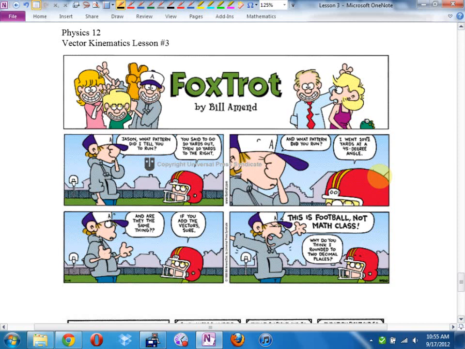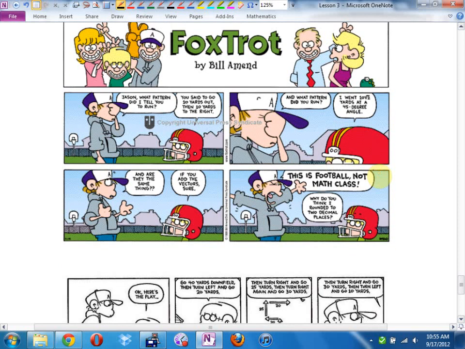For example, the youngest boy in the family, Jason, is an uber mega nerd. Jason is playing football with his older brother, Peter. Peter says, "Jason, what pattern did I tell you to run?" And Jason says, "You said to go 10 yards out, then 10 yards to the right." "And what pattern did you run?" "I went 10 root 2 yards at a 45 degree angle." "And are they the same thing?" "Well, if you have the vectors, sure." "This is football, not math class." "Why do you think I rounded to two decimal places?" So there's the first one.